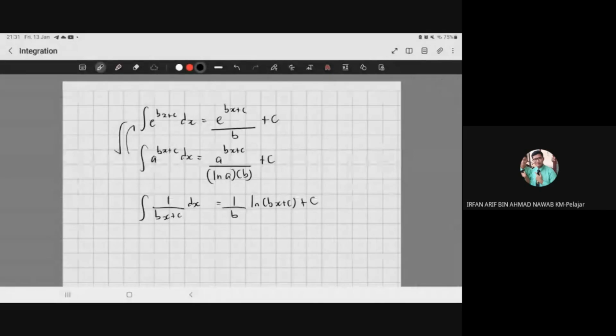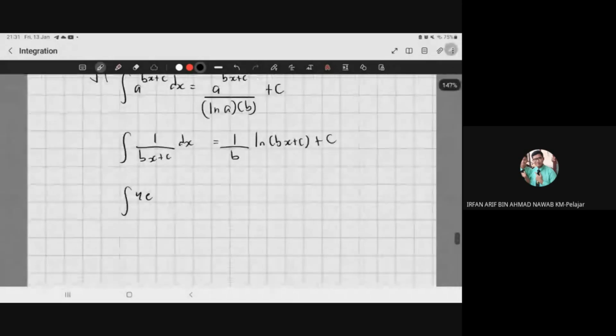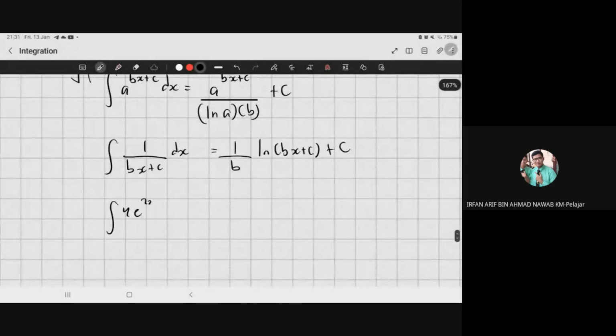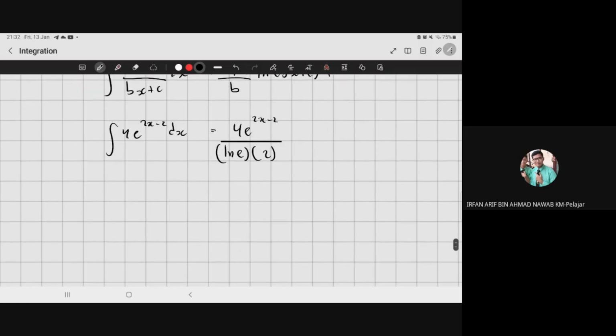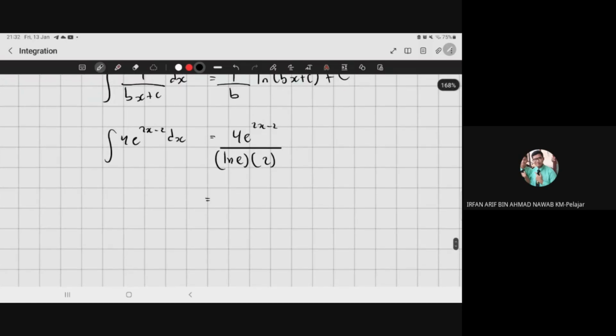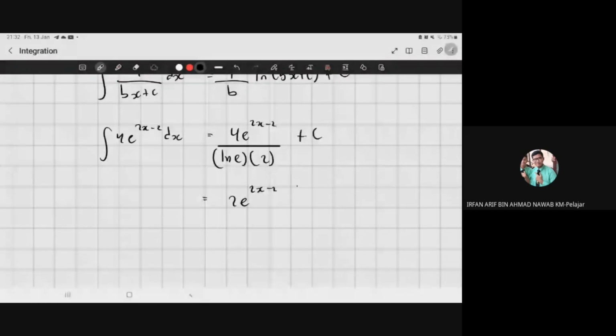Okay, let's say we integrate e to the power of 2x minus 2 dx. When you integrate this, you will get e to the power of 2x minus 2 over ln e times 2. Then simplify this, and you will get one half e to the power of 2x minus 2 plus c. Don't forget your constants. That's basically it.